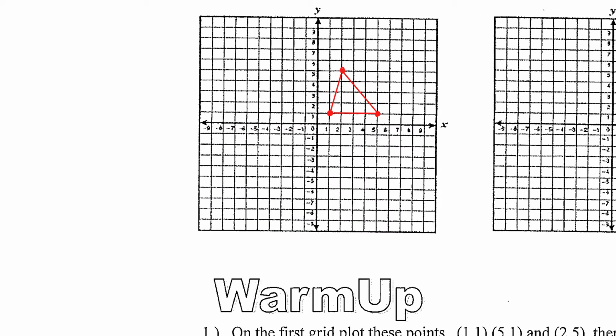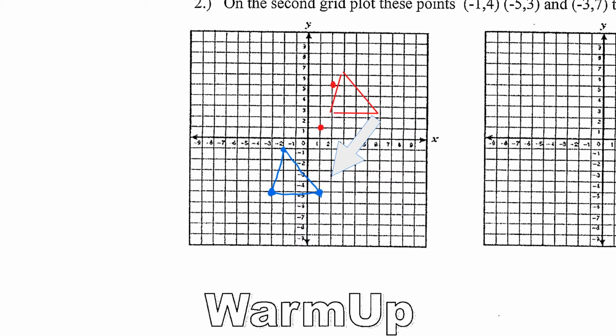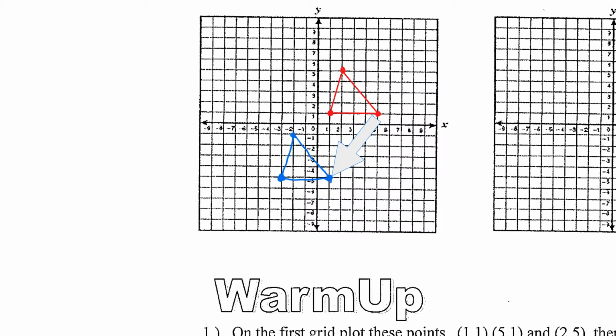So we're going to go 1, 2, 3, 4 left, then 1, 2, 3, 4, 5, 6 down. Same for each point. Up 4, over 1, so it should be like this. So again, that point goes to that point, that point goes to that one, and then that point moved from there to there.